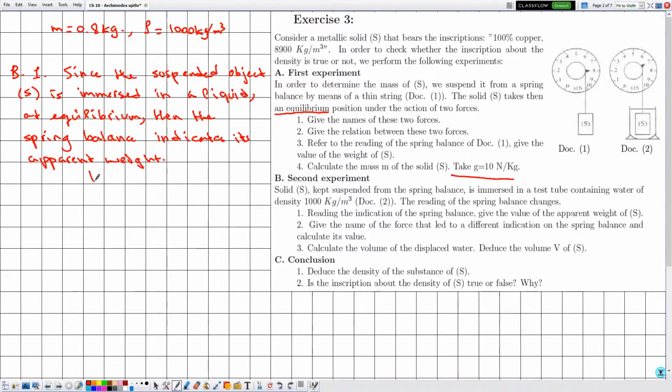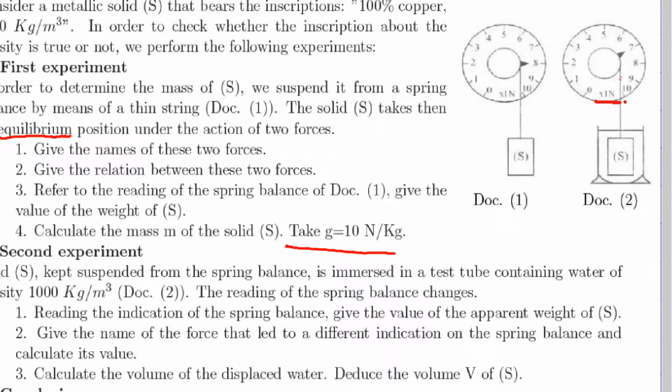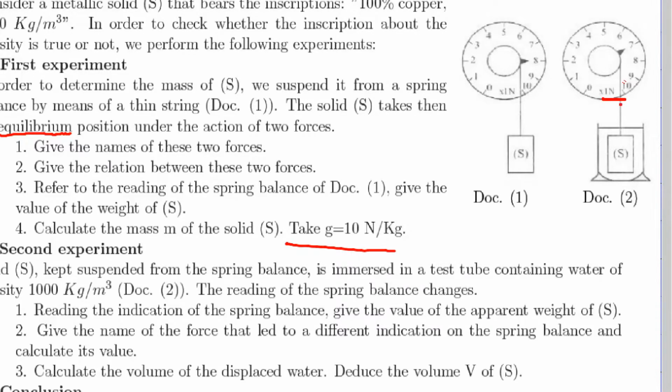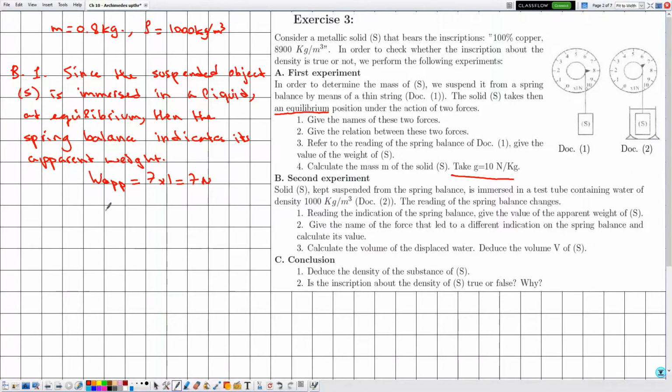So in this case the apparent weight is given by the indication of the spring balance, which is 7. Because we are taking data from the spring balance, we multiply by the scale, which is 1. Since the indication is expressed in newtons, the value of the apparent weight will be in newtons. So W apparent is 7 newtons, and knowing that previously the real weight was 8 newtons.